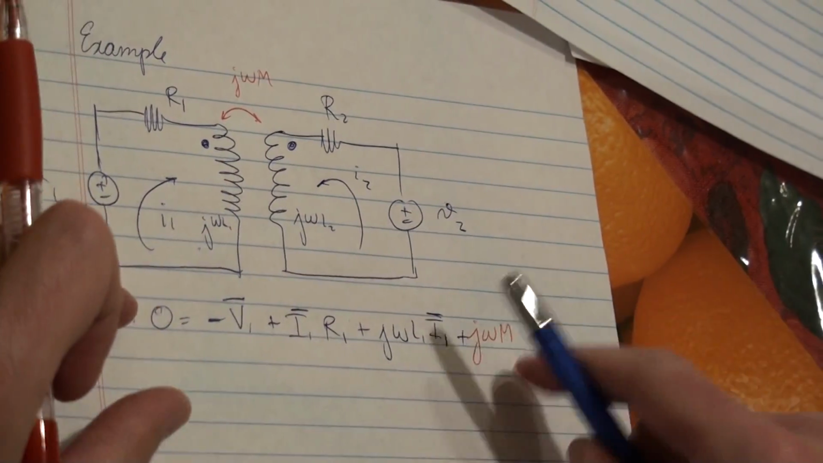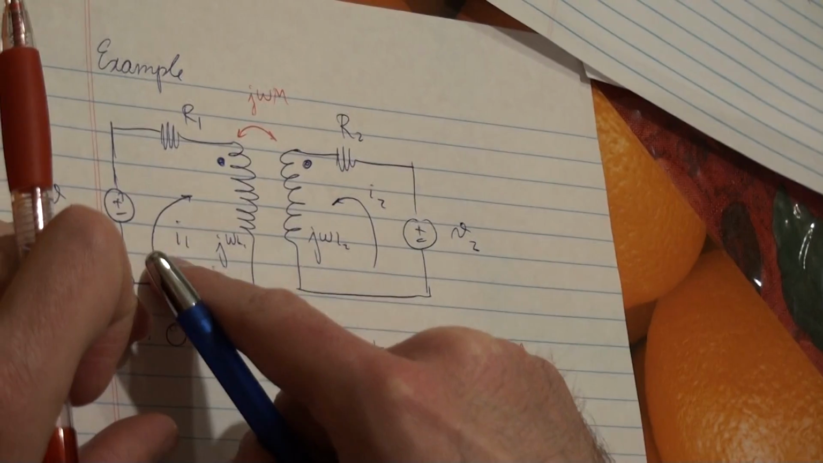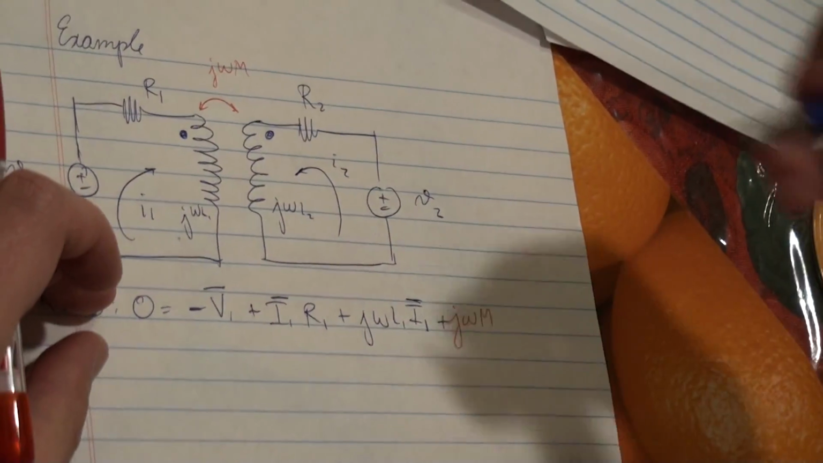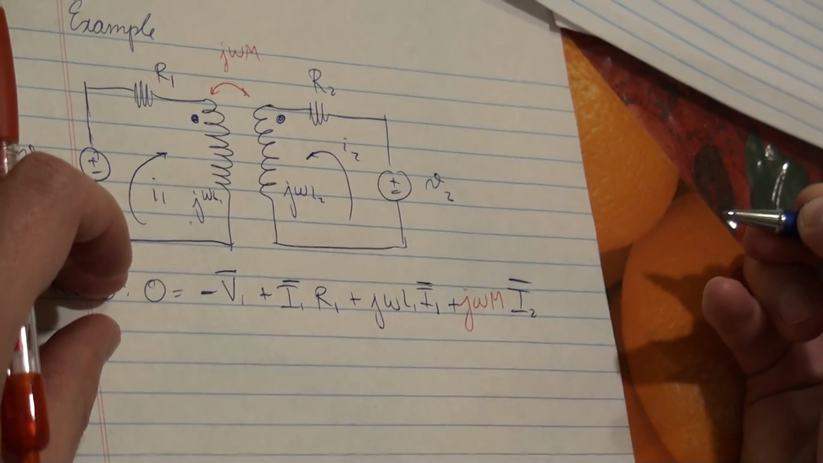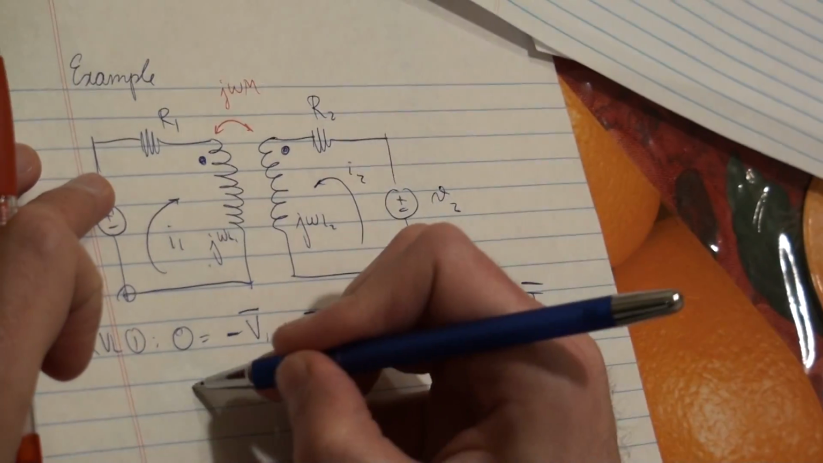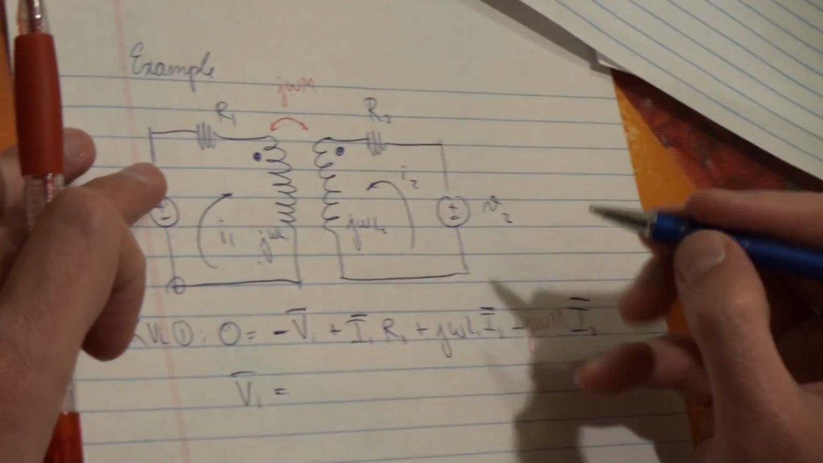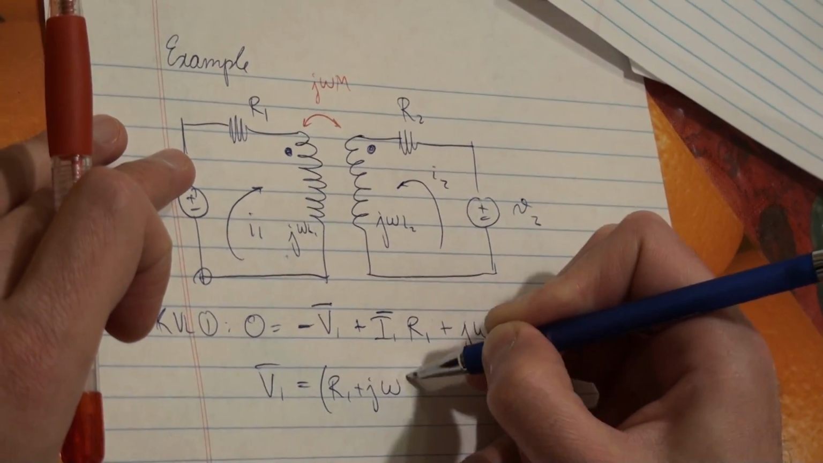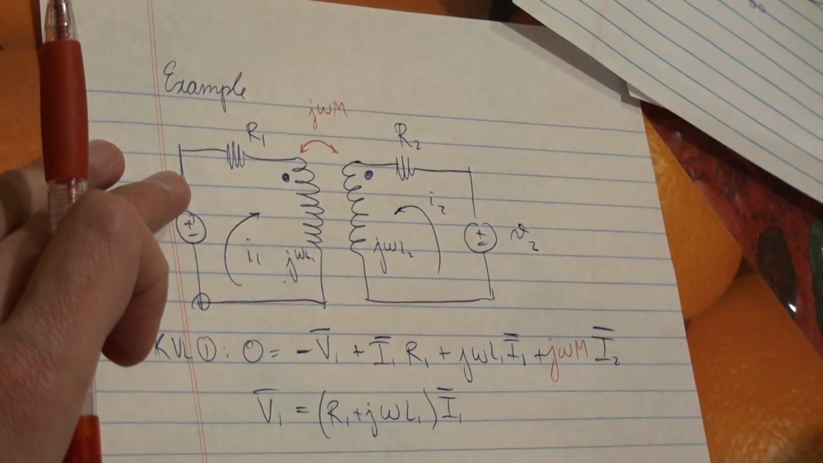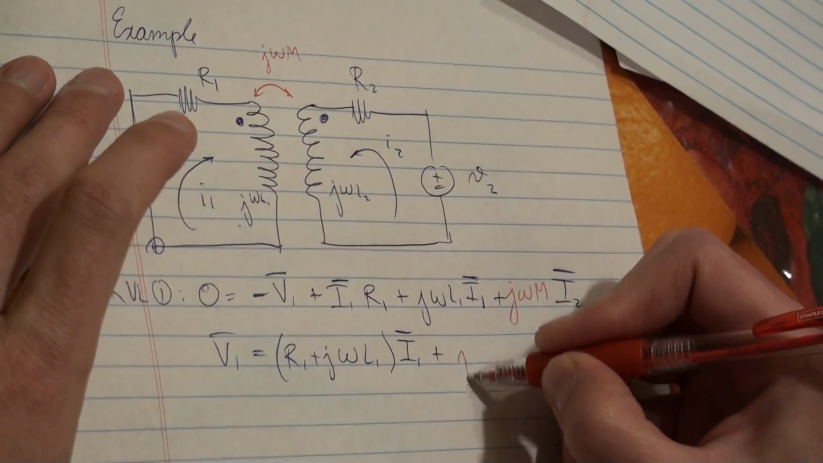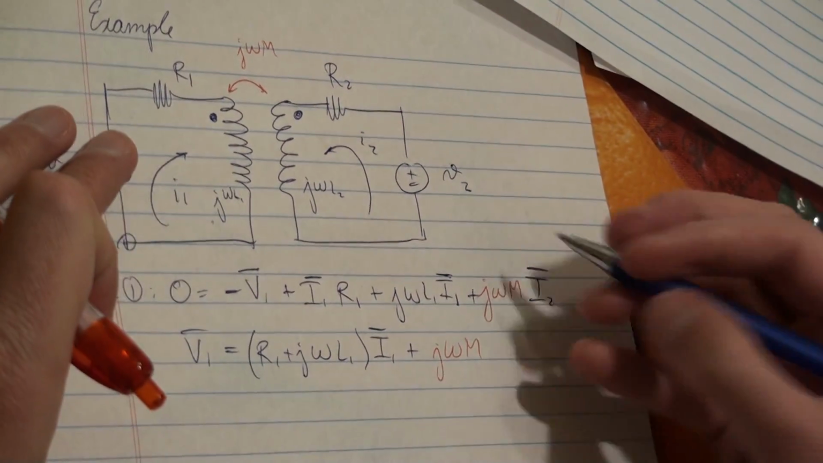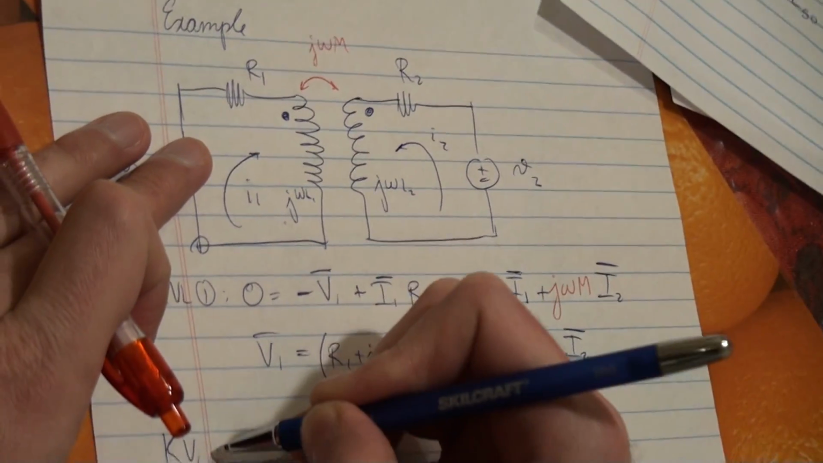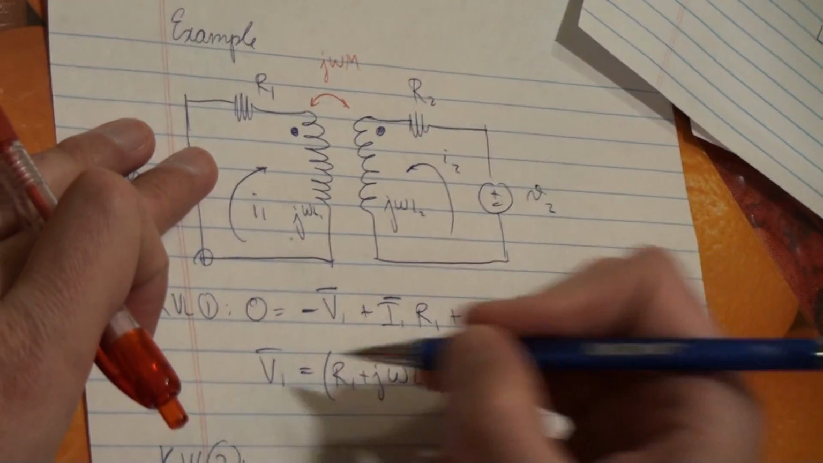But what current is causing this? It can't be this current, because then it would just be self-inductance, right? Mutual inductance is caused by another inductor. So this is from I2. We move V1 to the other side, and we're left with, combining the like terms, R1 plus j omega L1 times I1 plus, and here we have j omega M I2. Let's write KVL for the other side.